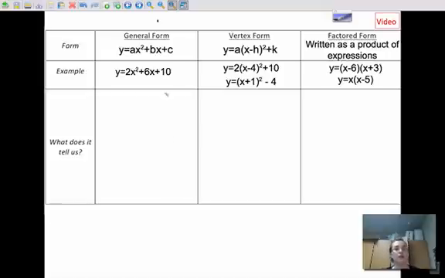Okay, now that you have those written down, let's start with general form. Okay, general form is sometimes called standard form. I want you to write that down. Just know that sometimes it's called standard form, sometimes it's called general form. This is when we have y equals ax squared plus bx plus c.